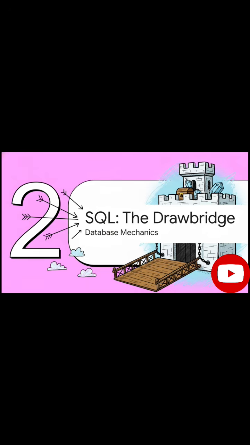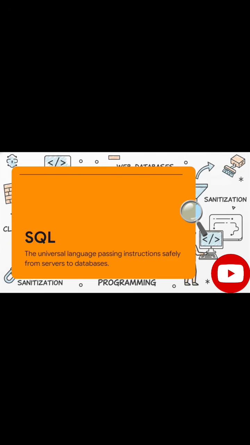Section 2, SQL, the drawbridge. So you might be wondering, how exactly do our applications reach that data treasure in the first place? Well, we use SQL, or Structured Query Language. You can kind of think of SQL as this universal drawbridge for relational database management systems like MySQL or Postgres. It's the highly structured bridge that safely passes instructions from the front-end web application server all the way down to the raw server hard drives.